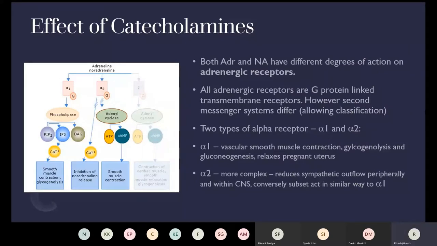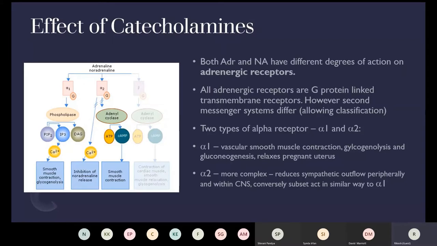So where do catecholamines have their effect? Both adrenaline and noradrenaline have a different degree of action on adrenergic receptors. All adrenergic receptors are G protein linked receptors, but the second messenger systems differ. I'm just going to briefly talk about this because it's obviously related, but I'm sure you might have come across this elsewhere. There are alpha receptors and beta receptors. On the left, the alpha receptors are classified depending on their actions. Alpha 1, as I'm sure you know, is to do with vascular smooth muscle contraction. You also get glycogenolysis and gluconeogenesis and relaxation of a pregnant uterus.